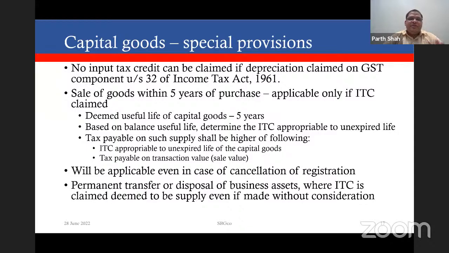Lastly, permanent transfer or disposal of business assets where input tax credit is claimed is deemed to be a supply under the GST law, even if made without consideration. So this would also include cases where a proprietor, let's say, has purchased some capital goods, claimed input tax credit, but now says that I'm going to use it for my personal use, so I will debit it to my capital account as drawing. In those cases, that is deemed to be a supply. You are required to pay GST on the output side.